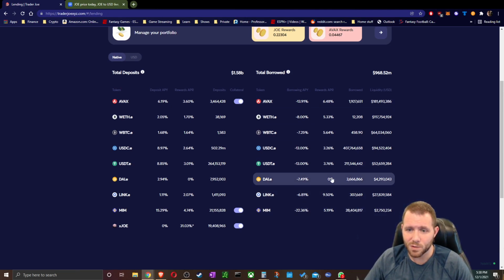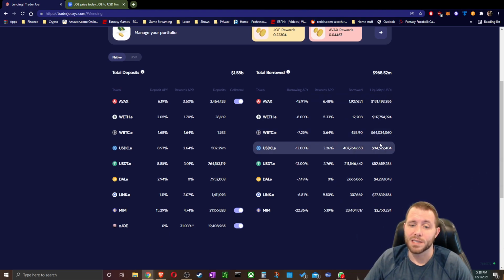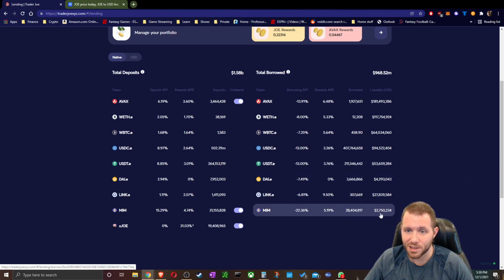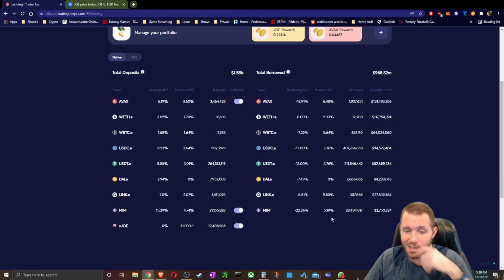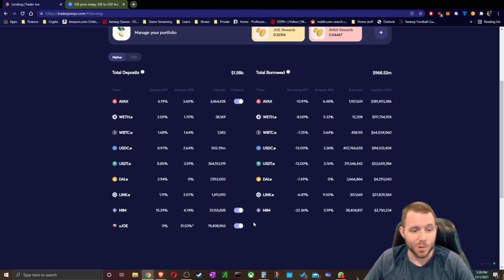And I always recommend borrowing things that have high liquidity, because the percent APYs for the borrowing and the rewards tend to not fluctuate, right? Because it takes a lot to make them fluctuate. Whereas this, where it only has $2 million worth of liquidity, these percentages tend to fluctuate extremely in some cases, depending on the amount of liquidity available.